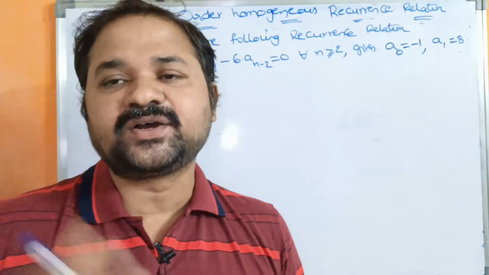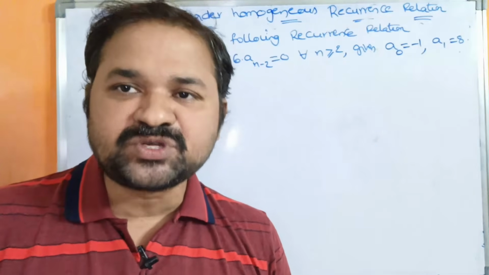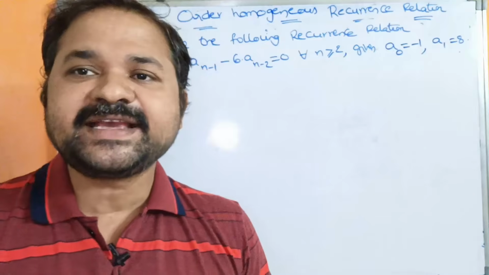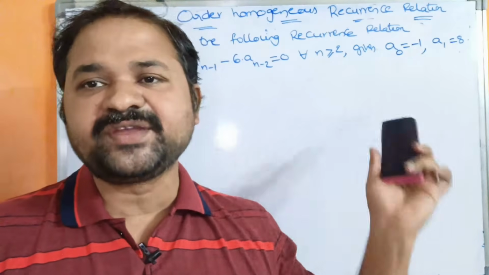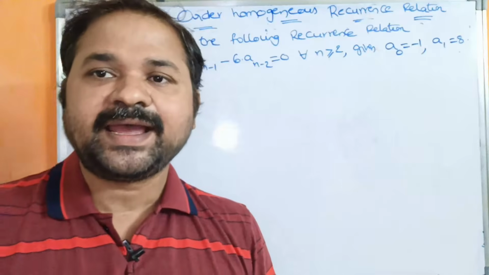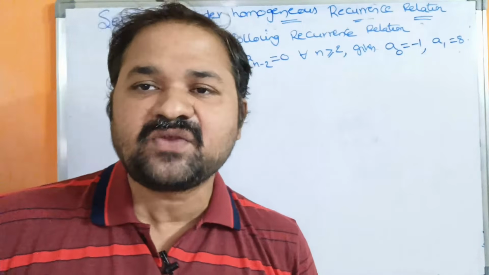Case 1 means roots are real and different. Case 2 means roots are real and equal. Case 3 means roots are imaginary. In case 1, we are going to solve 2 examples. And then in case 2 and case 3, we are going to solve 1 example each.